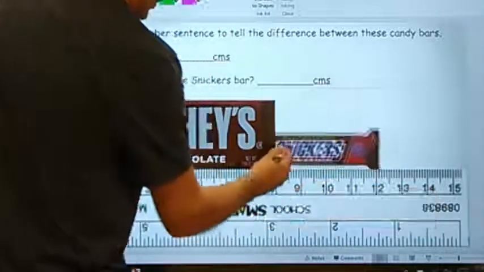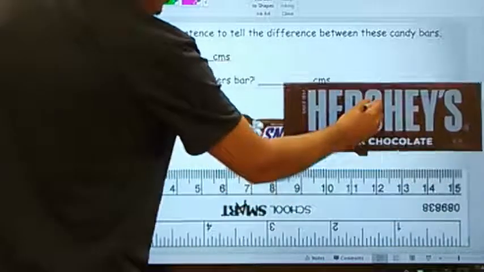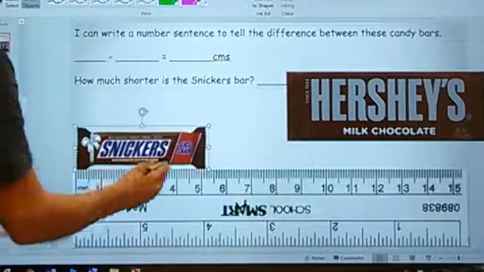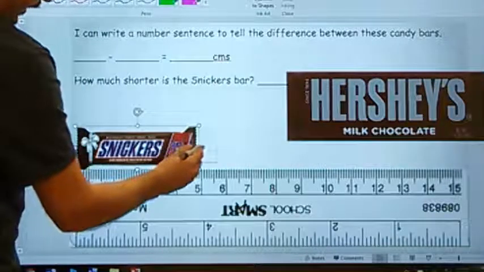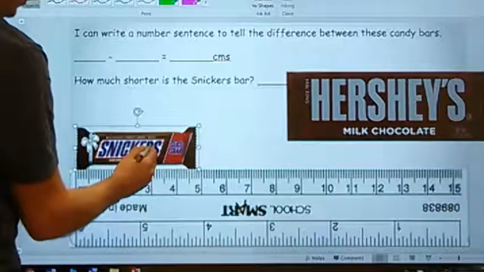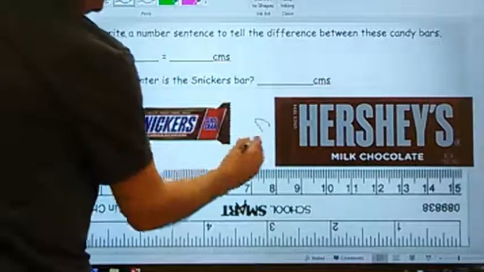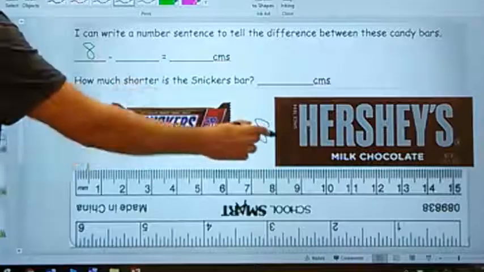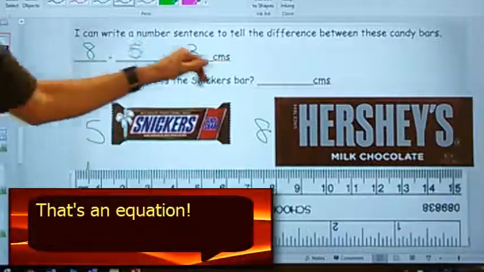And the Snickers bar, move the Hershey's bar out of our way. That was 8 centimeters. Let's move the Snickers bar in here. And it is 5 centimeters. So this one we have 8 centimeters right here. And this one we have 5 centimeters. Okay? So I know that 8, which is the largest one, minus 5 equals 3 centimeters. So 8 minus 5 equals 3 centimeters.